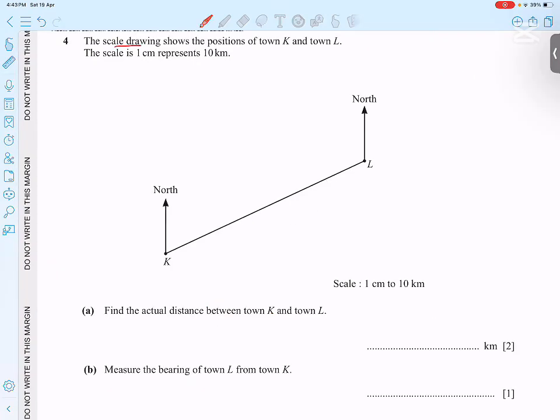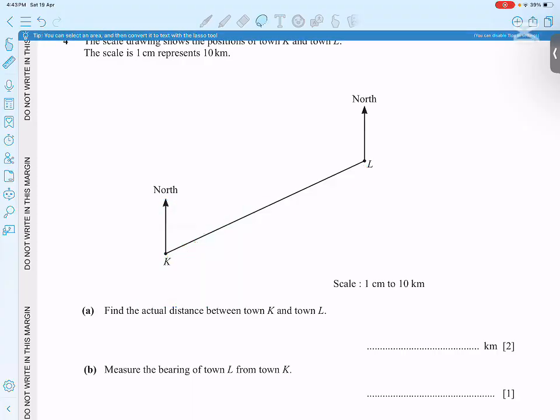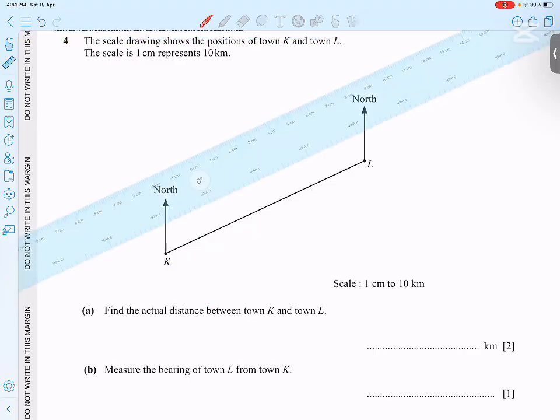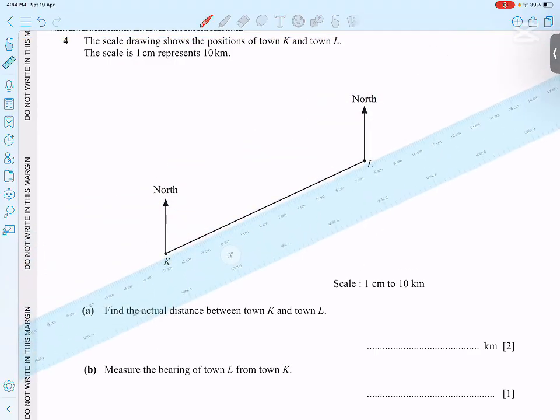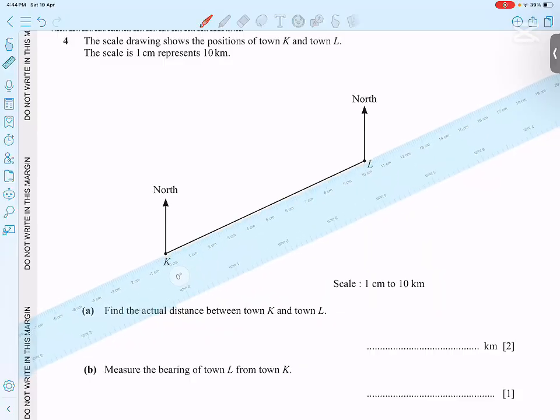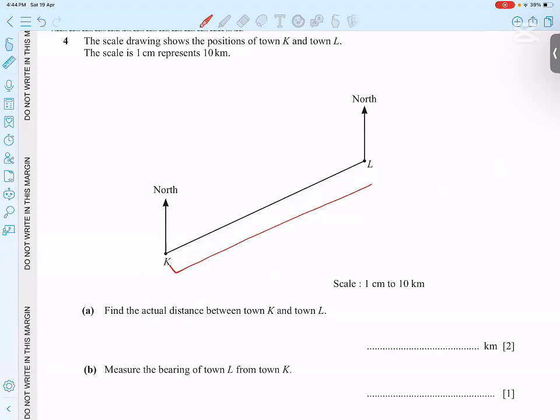Question number 4, scale drawing. This shows the position of K in 2 towns, and 1 centimeter represents 10 kilometers. It means 1 centimeter is called 10 kilometers. So we will check how many centimeters from here to there, and that will give us the total distance. If we keep our scale and check it, I count 1, 2, 3, 4, 5, 6, 7, 8, 9, 10. So it's showing 10 centimeters.